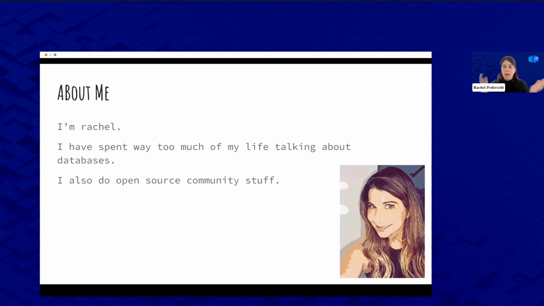But first, I'm Rachel. I find that I look much better in drawings than I do in real life. So this is my very favorite drawing of myself. I have spent since 1997 talking about databases. And what do I mean by that? I have been what is called in the industry a sales engineer. And as a sales engineer, our job is to explain to people how a piece of technology works.